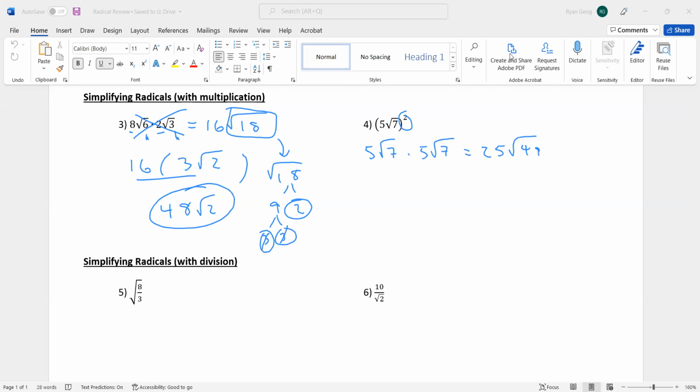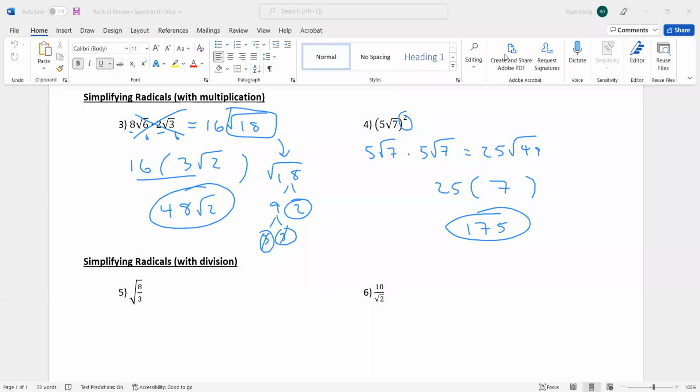Now, hopefully you know your perfect squares by now. Always watch for those. The square root of 49 is just 7. No radical anymore. 25 times 7 then is 175, and that is the correct answer. No radical here at all. Okay, that's the second topic.